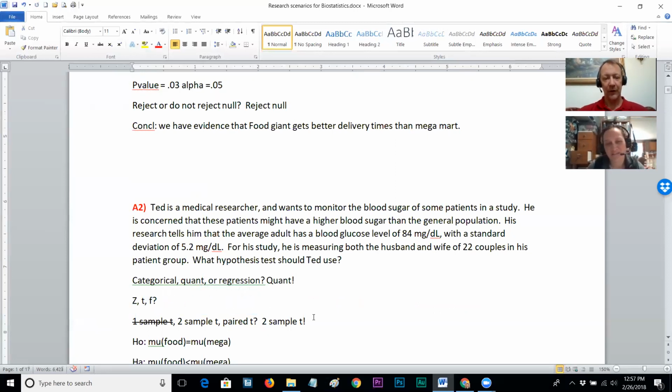My answer is Z because there's a standard deviation given. You are doing amazingly well. So yes, most people guess T and you guess Z, so that's correct.